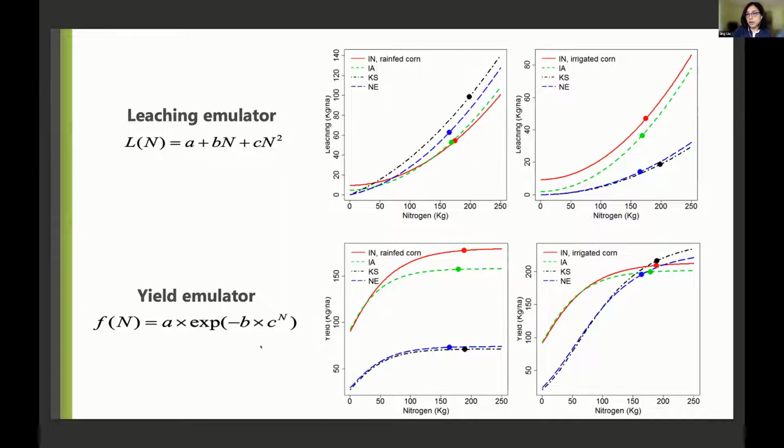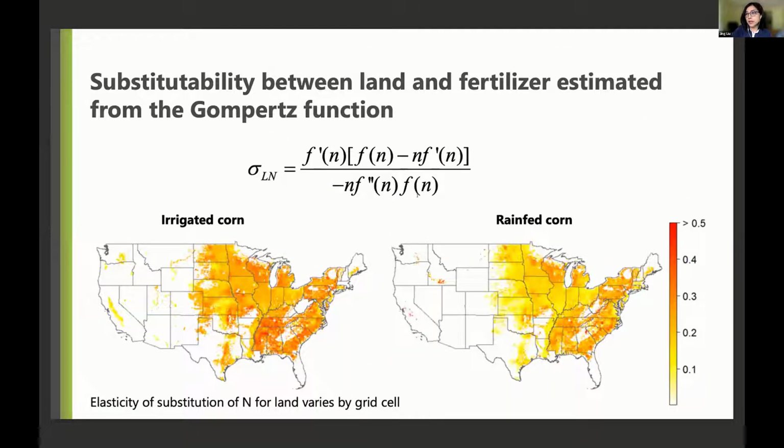Another way of using those curves is to translate them into the elasticities of substitution in the CET functions. The formula for doing this is, if you know the Gompertz function, that's your production as a univariate function of the fertilizer application, and you know the first derivative and the second derivative of that function, that gives you the elasticity at a certain level of nitrogen fertilizer application rate.